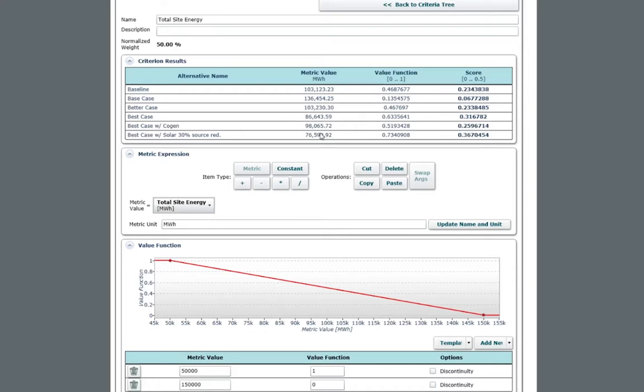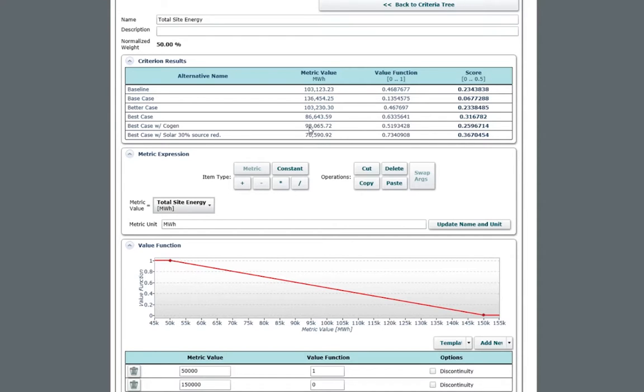But then all of a sudden we get to this best case with cogen, and we're going, well, why is that cogen causing that to be worse than our best case? Does that make sense? Why'd the energy go up? This is why, if you do talk about cogen, people don't like to talk just about site energy, because if you are producing your energy and using a fuel on site to produce it, even if it's more efficient, you're still using more on-site energy. So that's what happens with cogen, right?